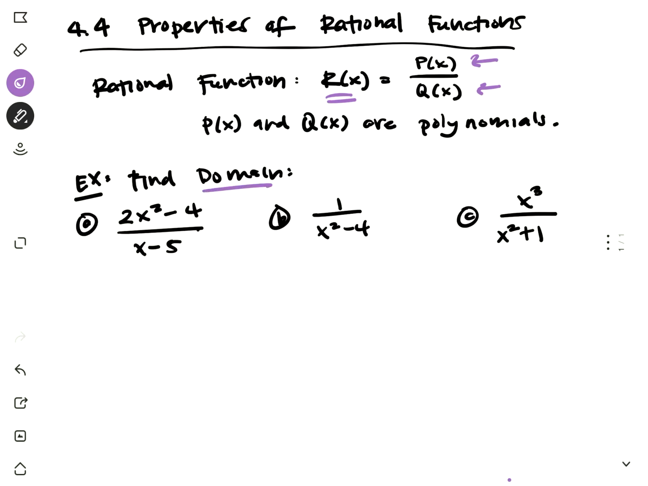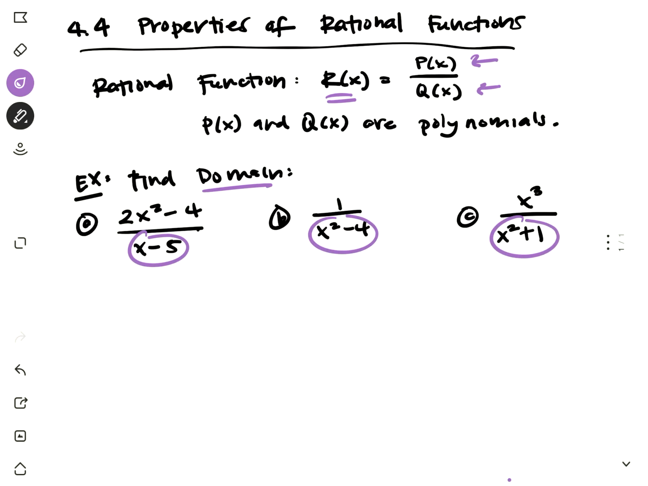So domain is something that we should probably be pretty familiar with by now. We practiced it earlier. But the thing that we're looking at for domain is what would make the denominator 0. And that would be our domain restriction. So the first one is pretty easy.